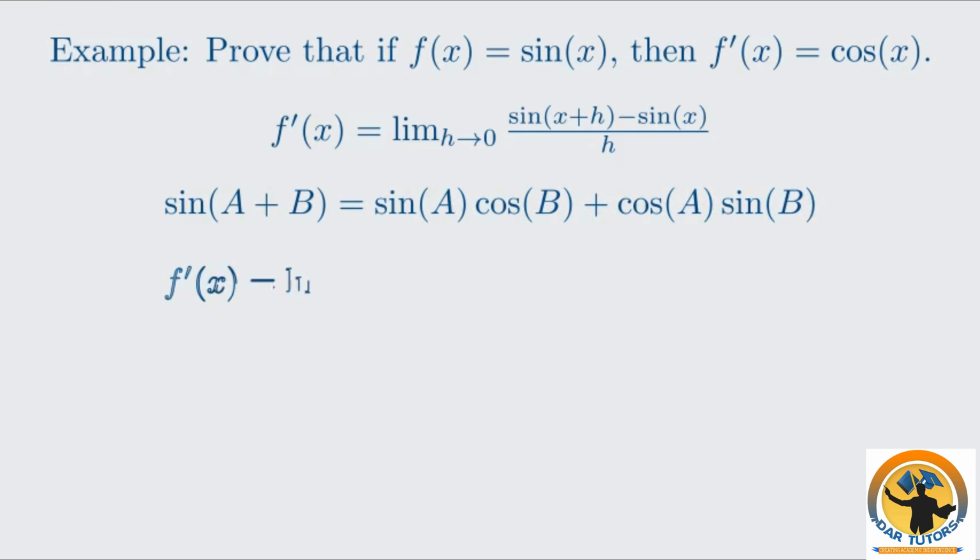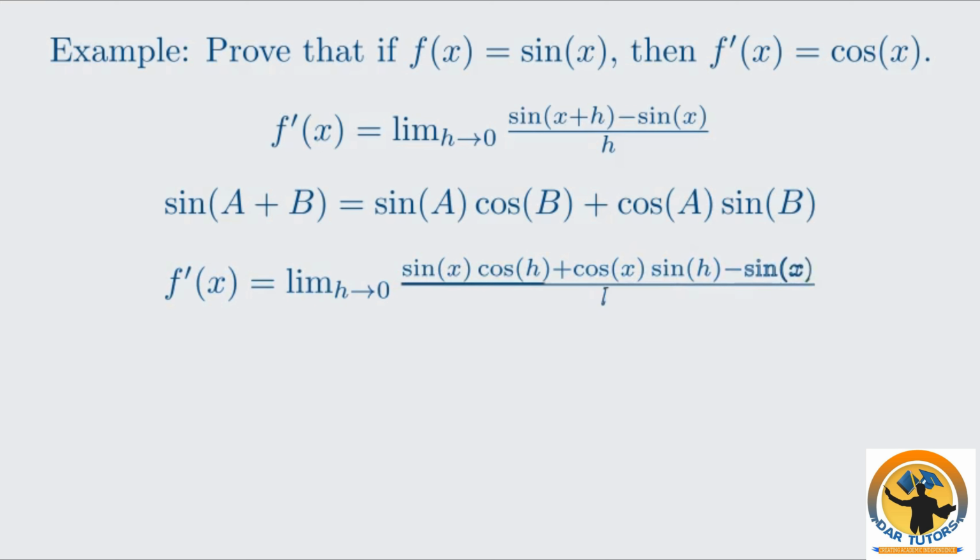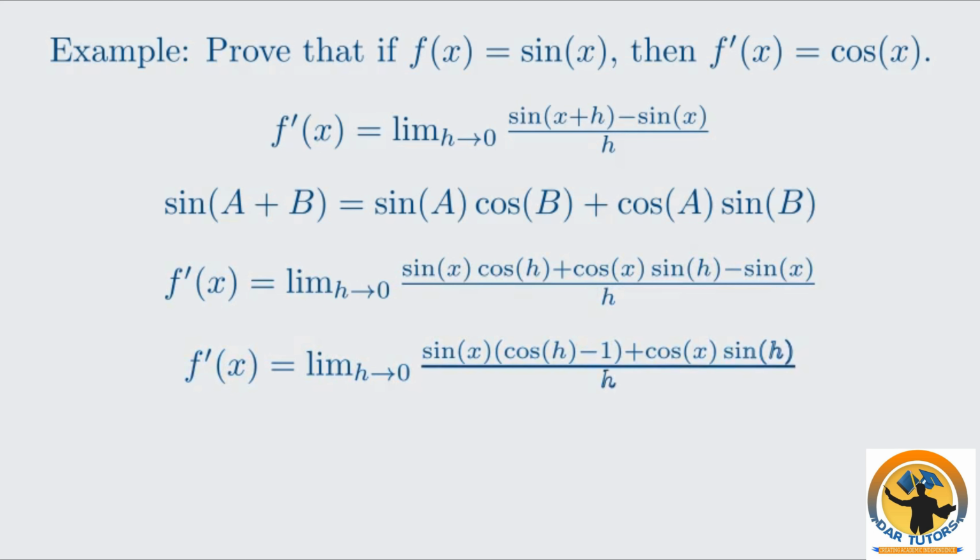f prime of x equals the limit as h approaches 0 of sine x cosine h plus cosine x sine h minus sine x, all over h. Now, we can rearrange the terms in the numerator to group the sine x terms. This gives us the limit as h approaches 0 of sine x times the quantity cosine h minus 1, plus cosine x sine h, all over h.